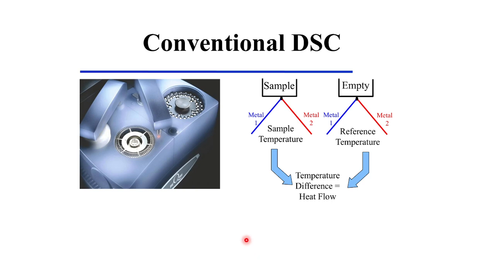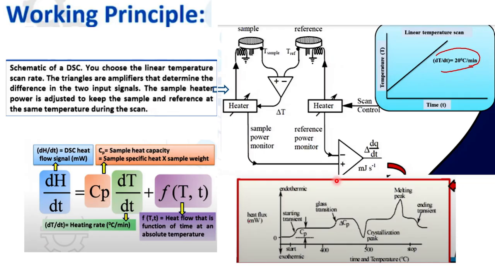So this is the schematic also of a DSC instrument. So this is sample, this is empty, or it is a reference, and we are measuring the difference in temperature or heat flow. So here again we will discuss the working principle in a deeper way.